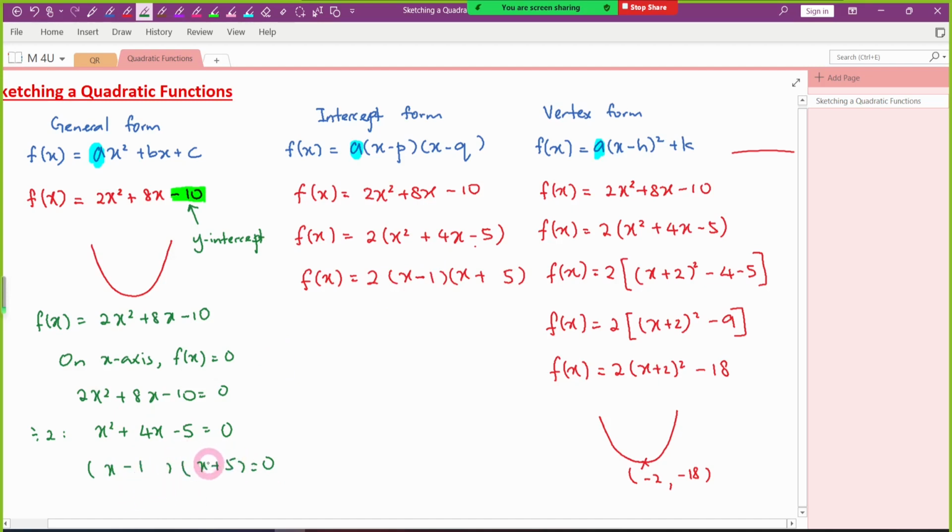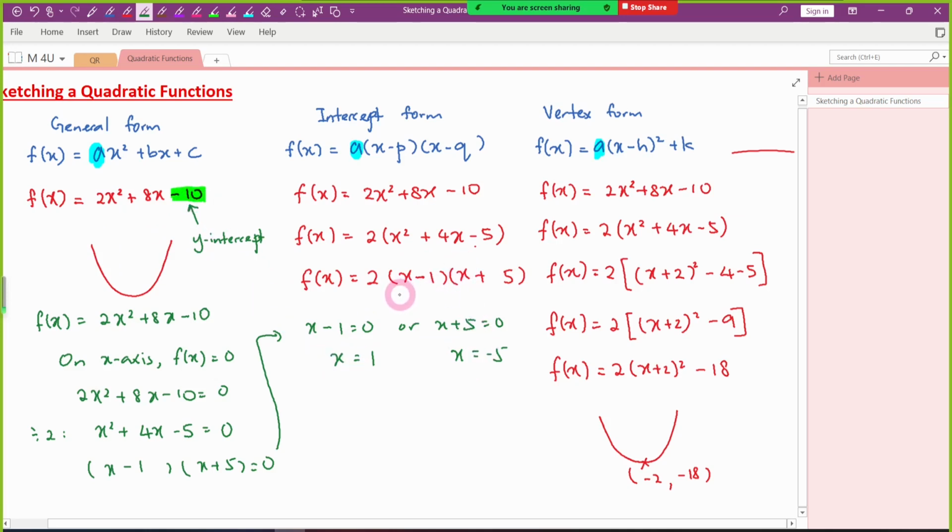Now I'm going to use the zero product property to help me get the value of x. X minus 1 is equal to 0, or x plus 5 is equal to 0. So x is equal to 1, x is equal to negative 5. Now I have the concavity of the graph, a smiling face. I have the x-intercepts, and this is the y-intercept.